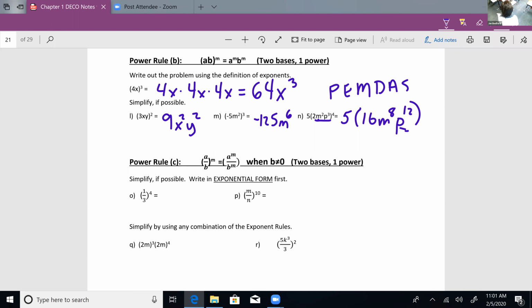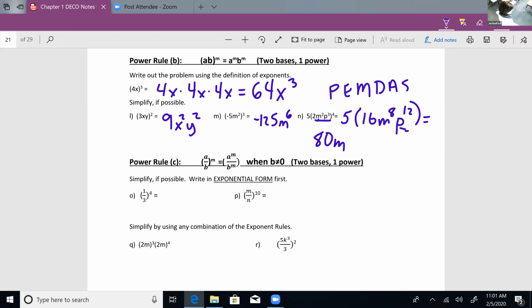And now, am I ready to distribute the 5? And that's going to give me what? 5 times 16 is 80. Well, now hang on a second. I use the word distribute, but am I really distributing? Because to distribute, I need more than one term. I'm not really distributing because there's no plus signs or minus signs.